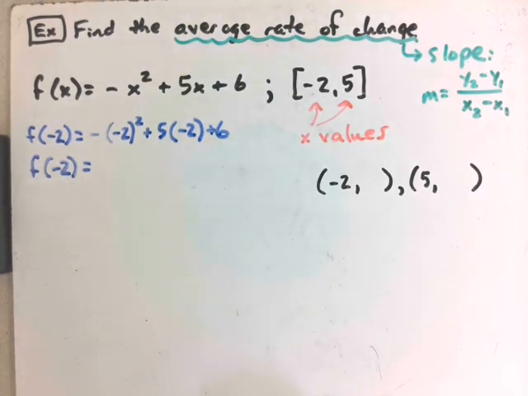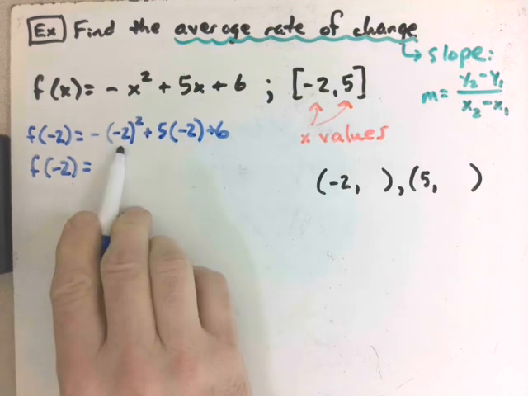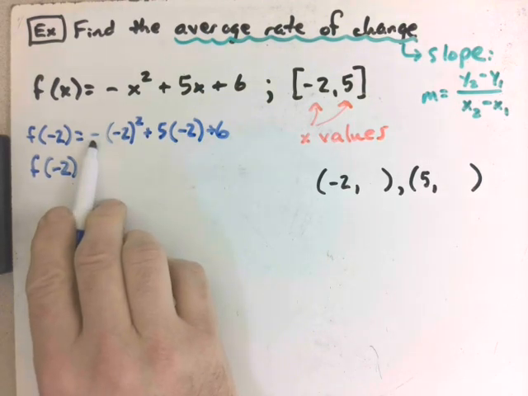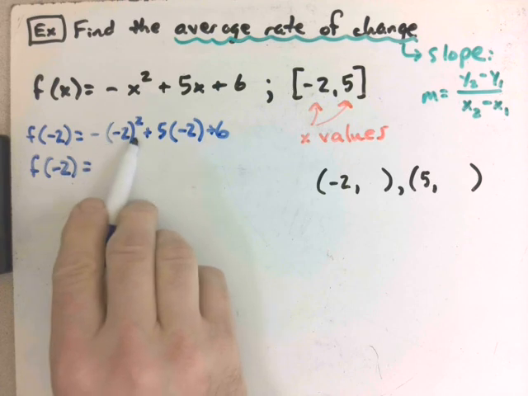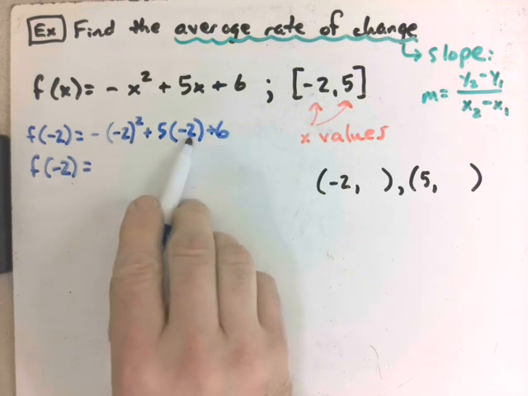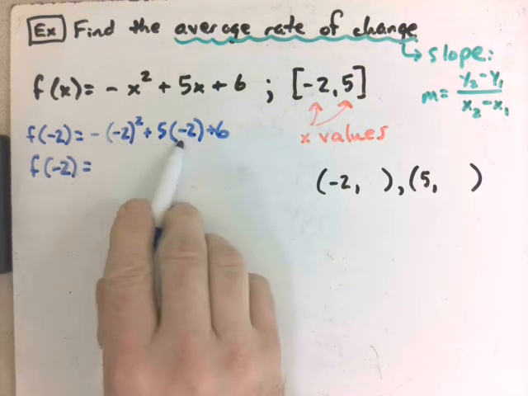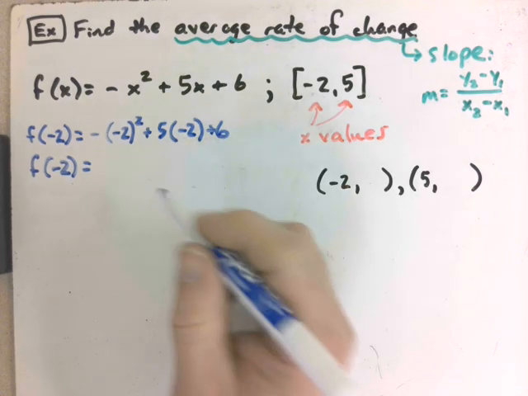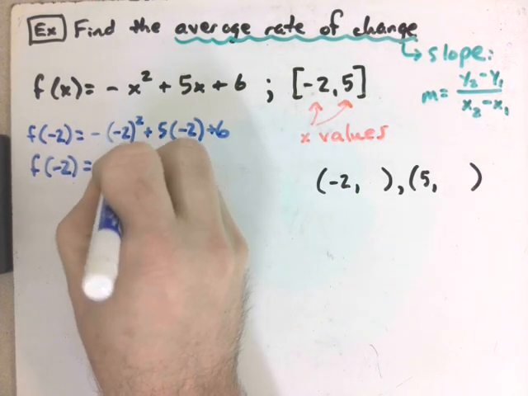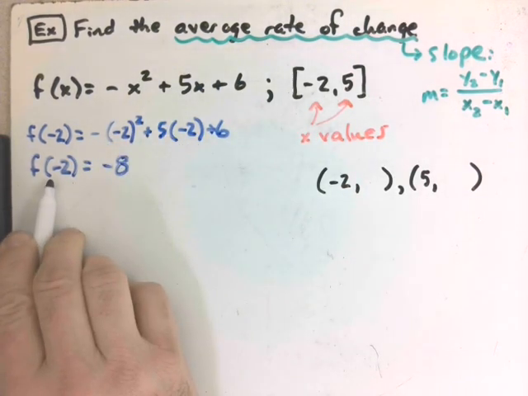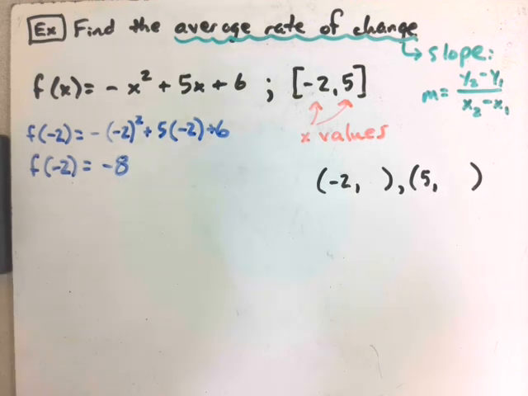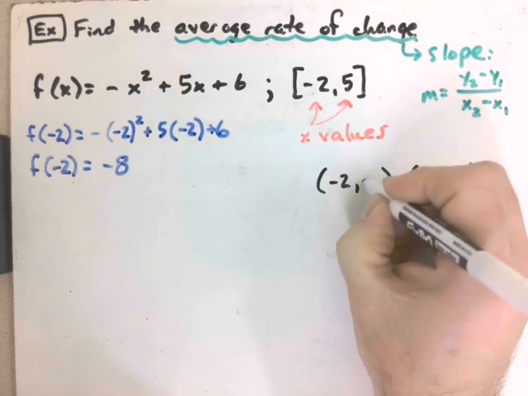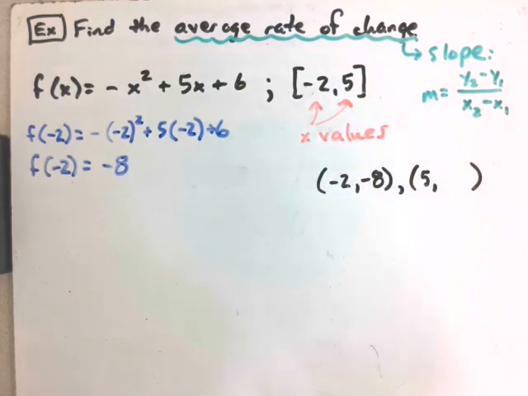And if we calculate that value, -2 squared is 4, and then we would have that negative in front, so that's a -4. 5 times -2 is -10. So -4 plus a -10 is -14, plus 6 is -8. So when we plug in a -2 for x, we get a -8 out for y. So one of our ordered pairs that we're going to have to plug into our slope formula is the point -2, -8.